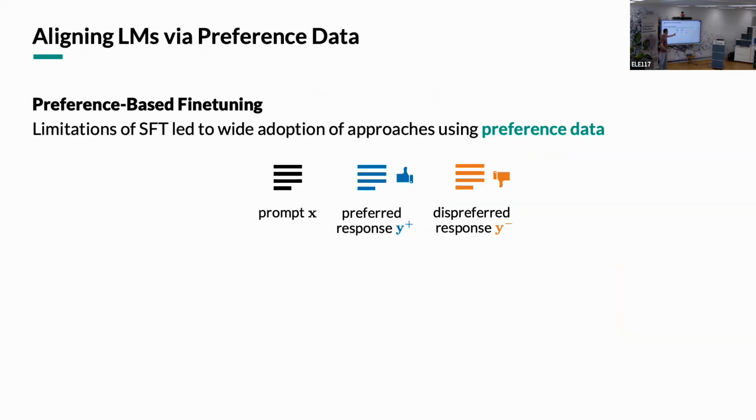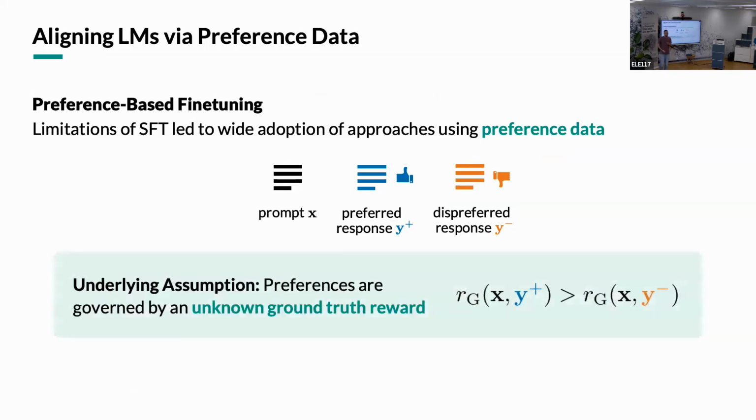So here now we have a prompt, and for each prompt, usually a pair of candidate responses. You can sample them from your current language model or get them from anywhere else. What you need human labelers to do is to tell you which one of the responses they prefer. Okay, here they prefer Y plus over Y minus. And the underlying assumption behind many of these methods is that there exists some unknown ground truth reward function RG, which captures at least some aspects of human preferences. And the fact that we see that Y plus is preferred to Y minus formally translates to Y plus having a higher ground truth reward than Y minus.